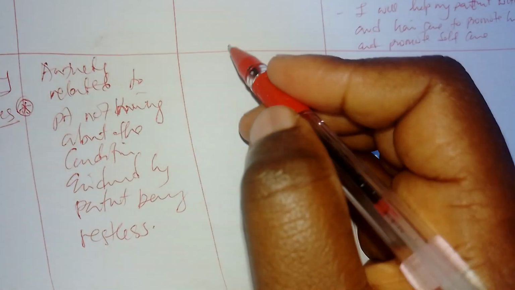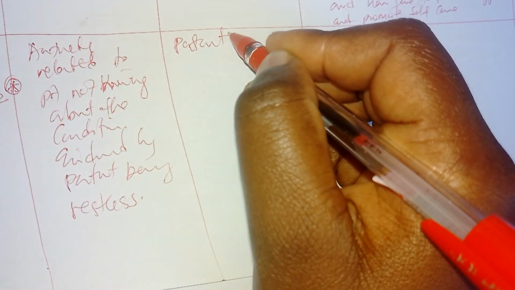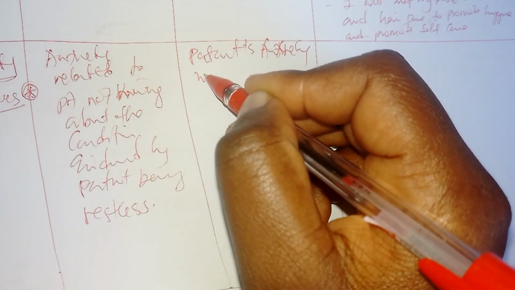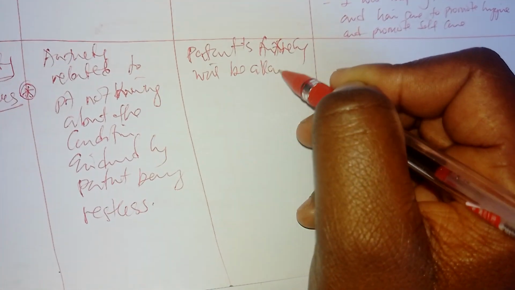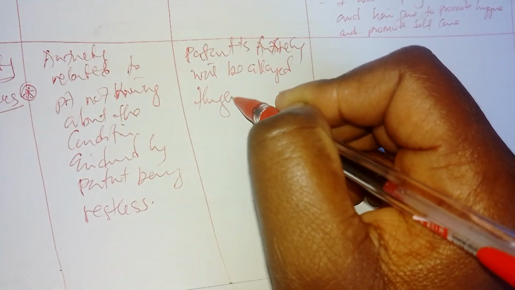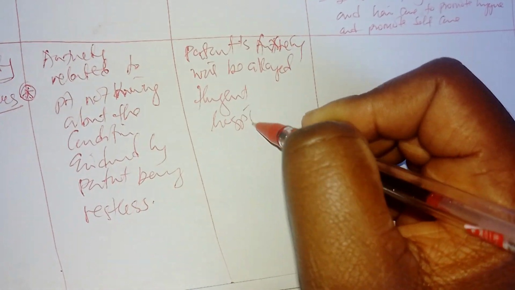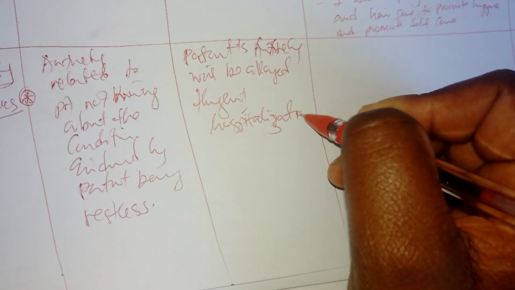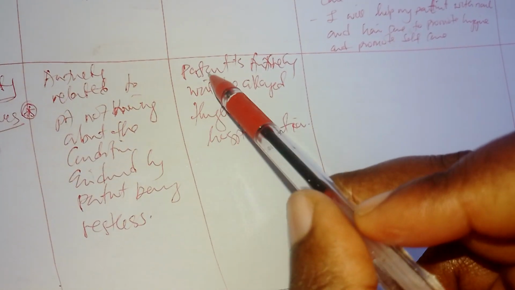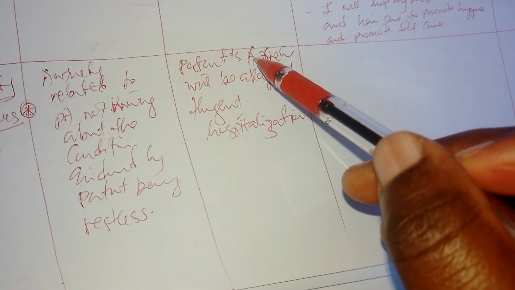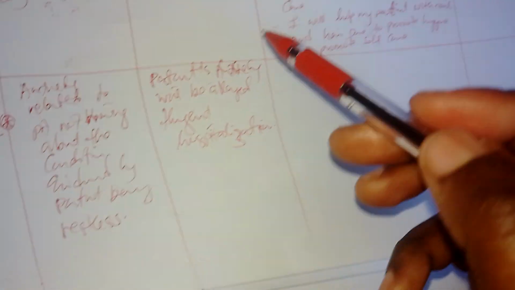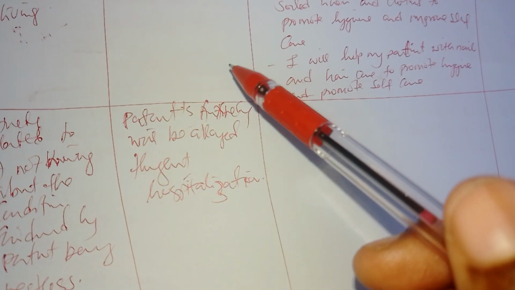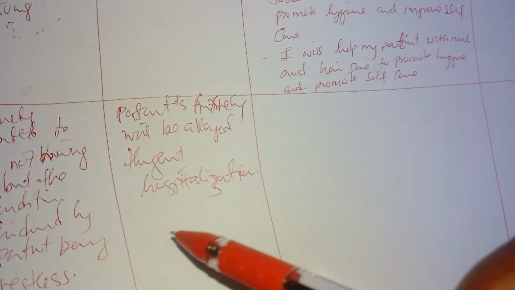Okay, then so patient's anxiety will be allayed throughout hospitalization. Okay, then if it was the relatives, so it will be patient's relatives anxiety, or you say anxiety of the relatives will be allayed throughout hospital stay.